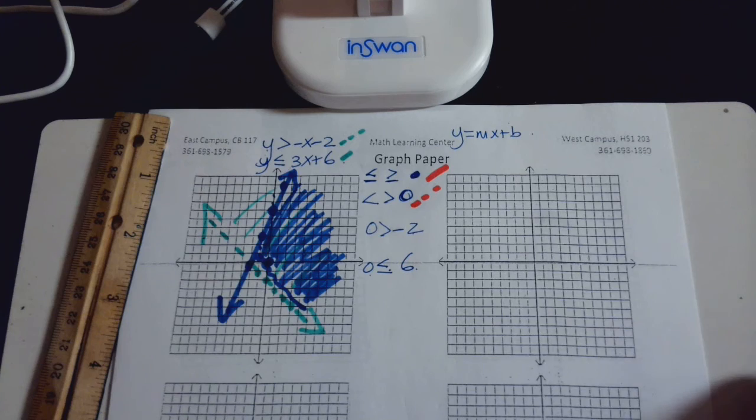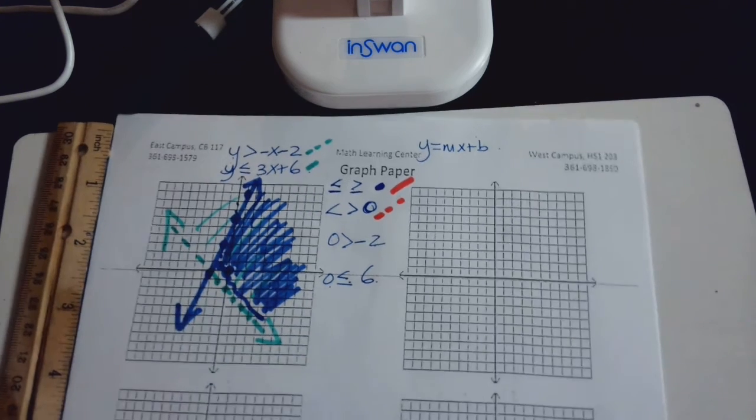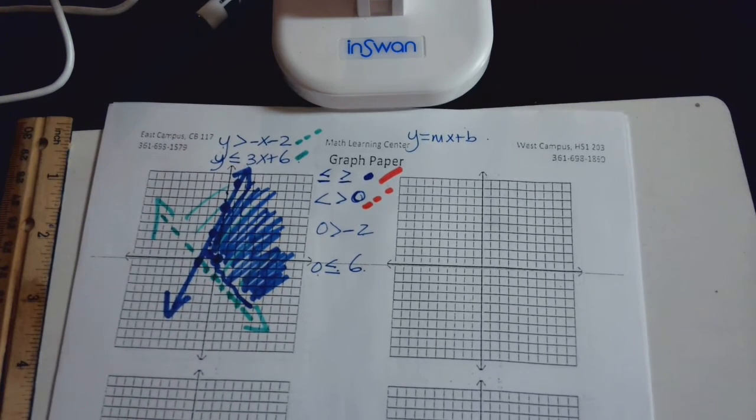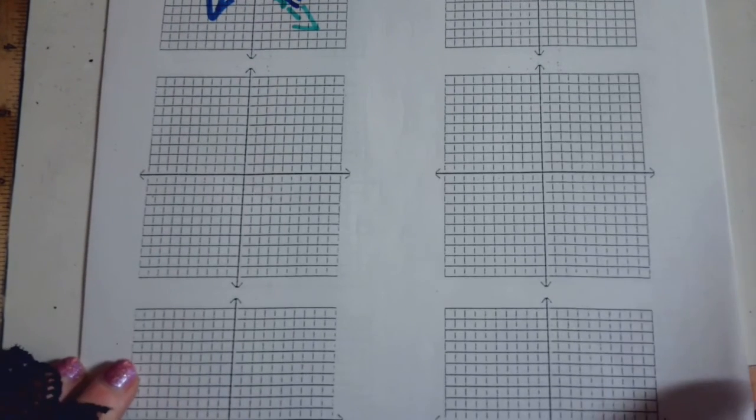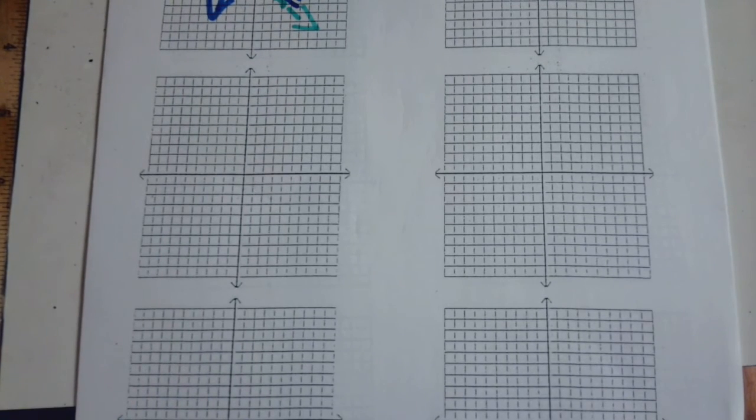Okay, graph a system of 3 linear inequalities. Ooh, we're going to do 3. All right, so let me go ahead and move down like this, so we don't confuse, and I've got plenty of room to write.